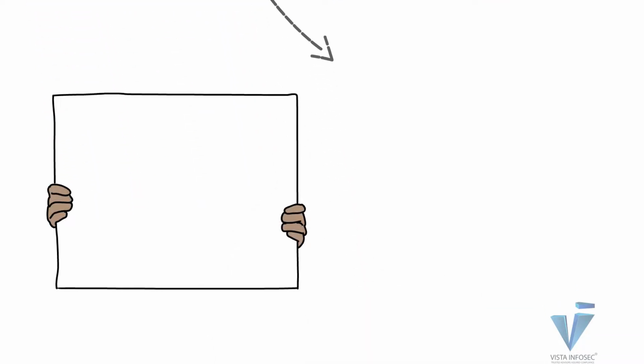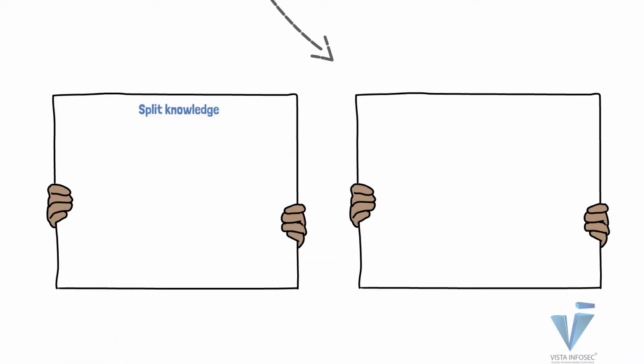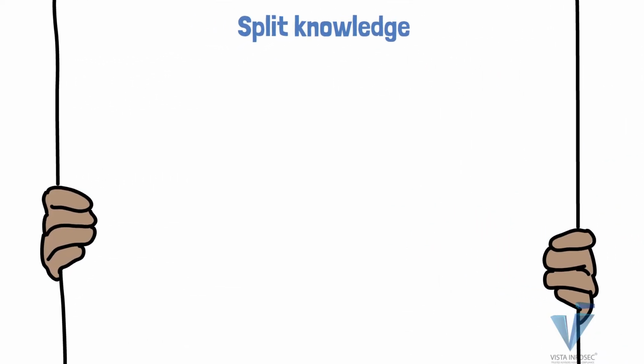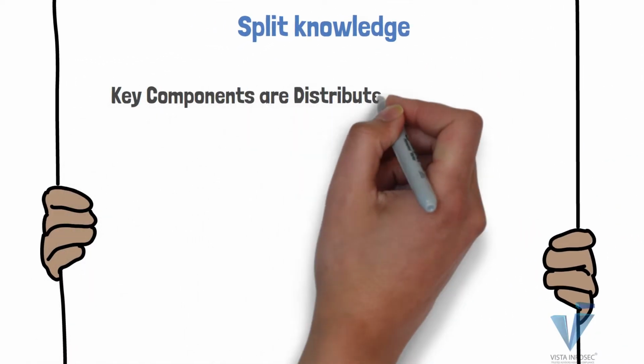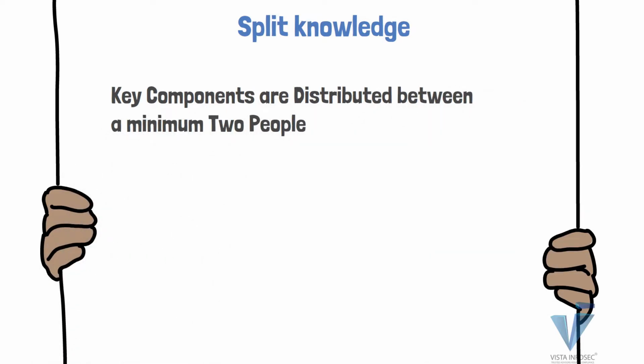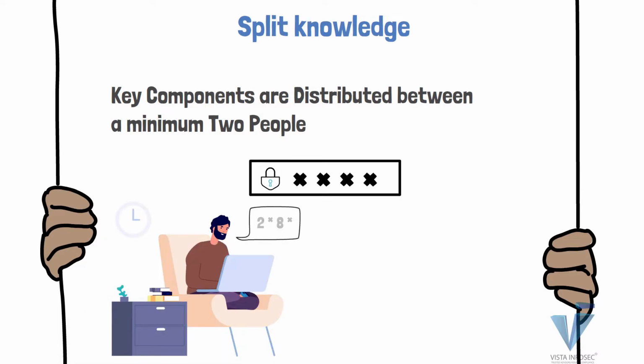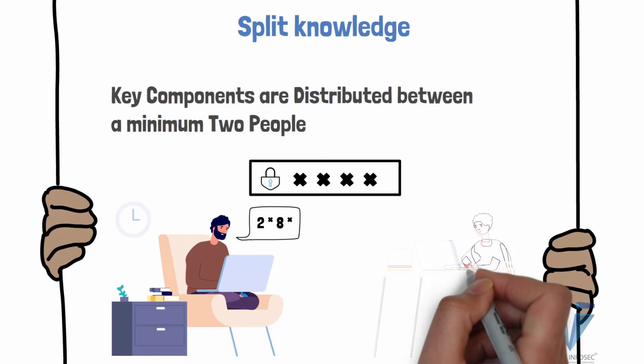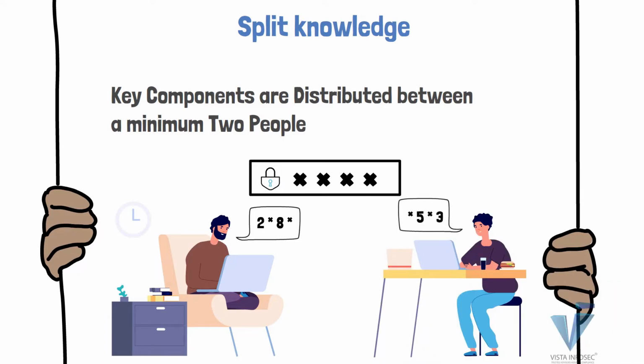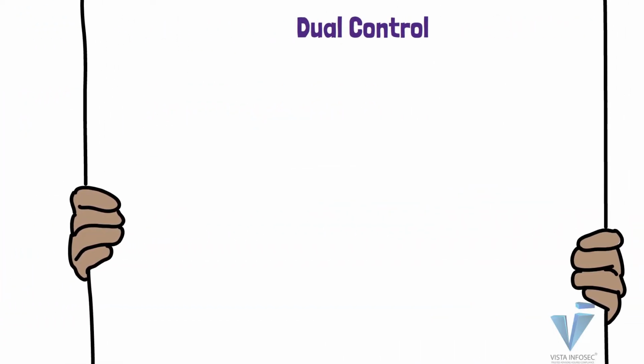So what is the difference between split knowledge and dual control? Split knowledge is when the key components are distributed between a minimum of two people. So half the key is with somebody, half the key is with somebody else. Nobody can do anything with just half of the key. That is split knowledge.